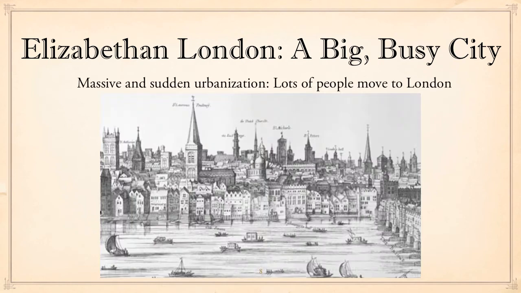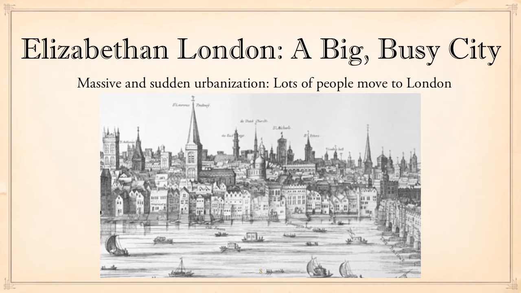So let's take a look at what's going on in London in particular, because that is, after all, where Shakespeare is writing plays and where his plays are being performed during the Elizabethan age. So Elizabeth is in charge, and we are developing this sort of embrace of all things English. England's becoming a world power and an economic power.